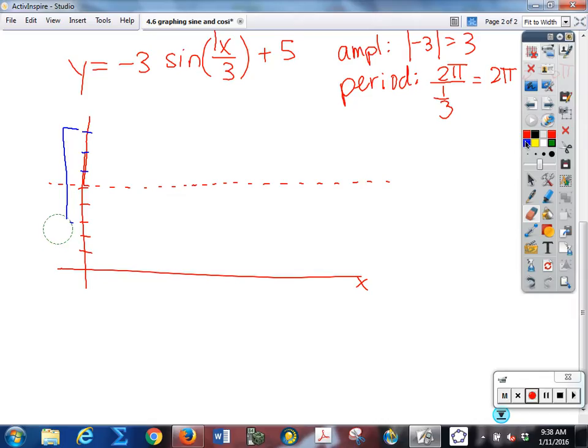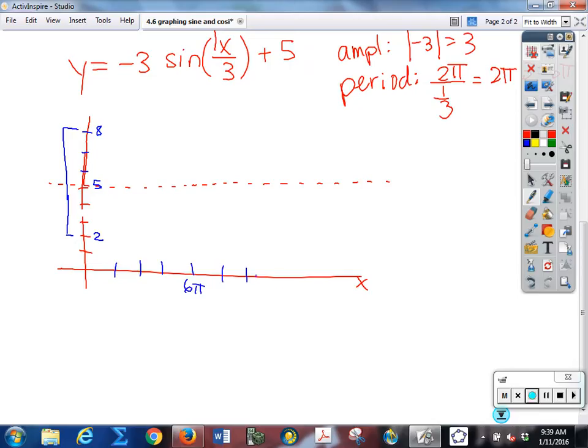So it's going anywhere from 2, here's 5, and then here's 8. So the range on this one's going to be between 2 and 8. Questions on this part? All I've done is get it ready to shift up 5. I'm still going to go 1, 2, 3, 4, right, 6 pi. 1, 2, 3, 4, what's that one going to be? 12 pi, because that's my period, 6 pi.